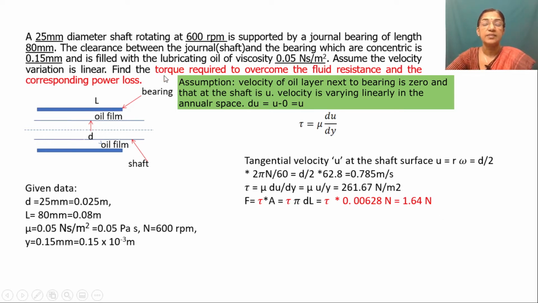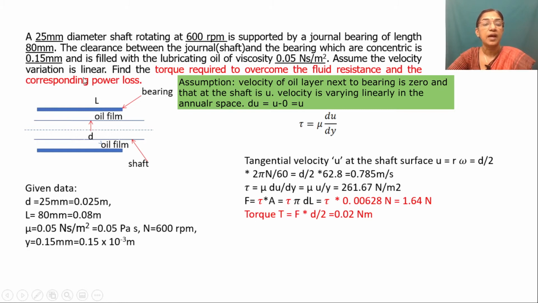Now we can calculate torque. How will you calculate torque? Torque equals force into R. So torque T is equal to the shear force we already calculated, into D by 2. So that is 0.02 Newton meter.